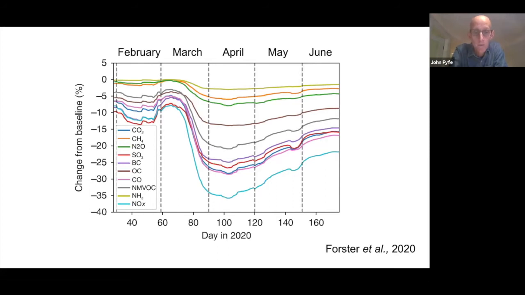In NOx, on the other hand, which is the cyan curve, emission reductions dropped to more than 35%. So those are the kinds of numbers that have been seen in a global average sense.